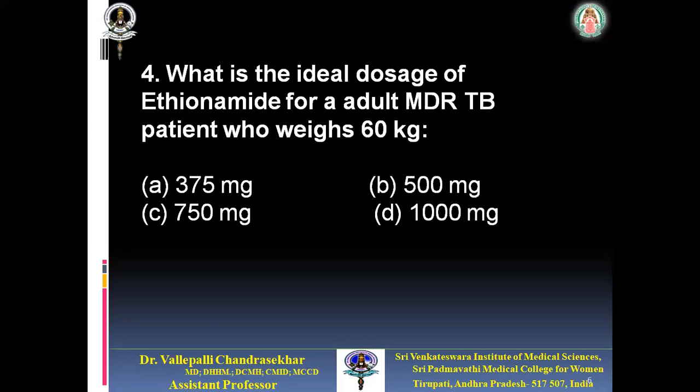Fourth question, what is the ideal dosage of ethionamide for an adult MDR-TB patient who weighs 60 kg? A. 375 milligrams, B. 500 milligrams, C. 750 milligrams, D. 1000 milligrams. What might be the correct dosage? If you know the table of the different drugs and the weight pattern in an adult, then you can answer this question. 750 milligrams. Okay, one person is opting for 750 milligrams. We will see at the last and during the lecture also.